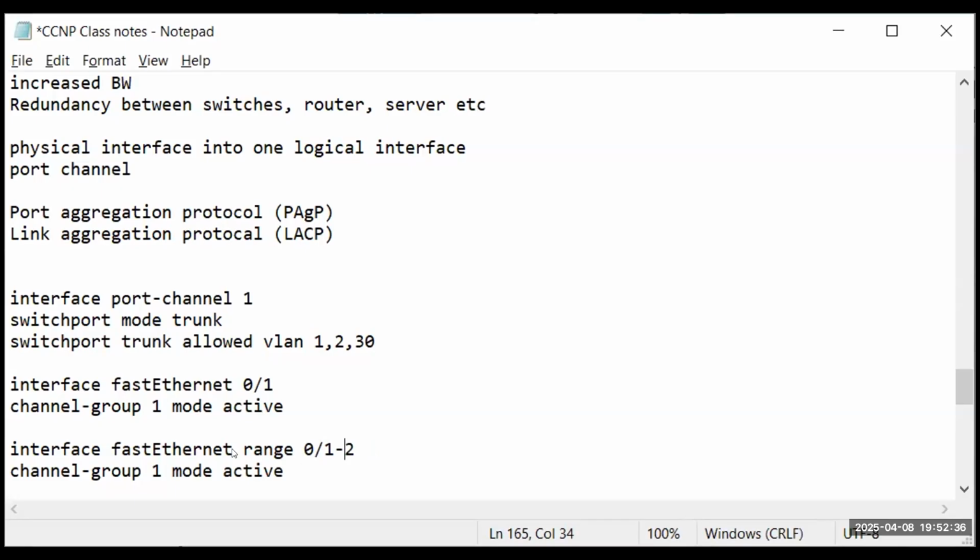I thought it was range interface FastEthernet 0/1. You mention the interface type, FastEthernet, and then go for 0/1. You can give a space or write it without a space.